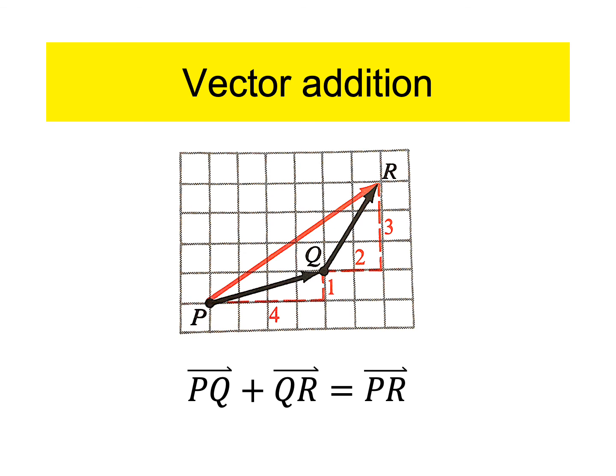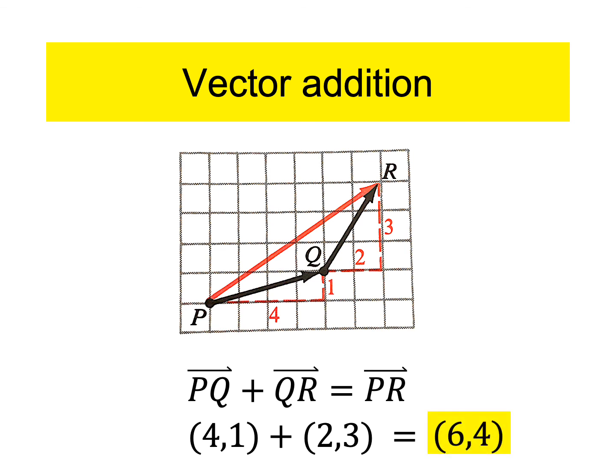Now, I said it's really easy. Well, we know that PQ is change in x, comma, change in y. That would be 4, 1. We know that QR is change in x, comma, change in y. That would be 2, 3. Anybody want to take a guess? Oh yeah, it is literally that easy. It is literally add the x's, add the y's. Okay, so the resultant vector is 6, 4.